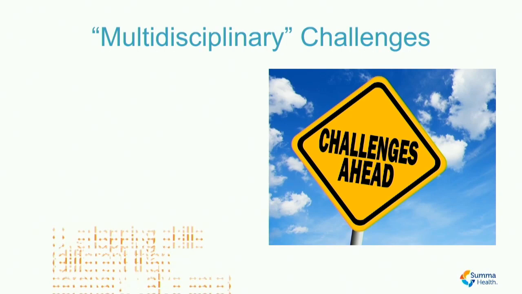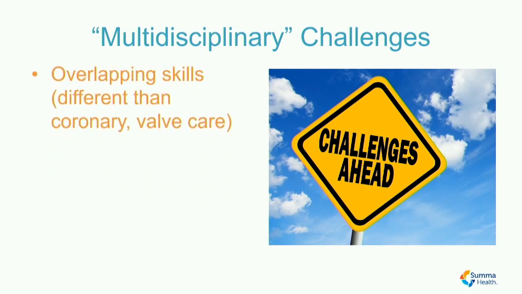So what are some of the challenges you encounter when you try to coordinate all these different specialties? So you have overlapping skills. This is something that's different than the coronary team, the heart team, and the valve team we discussed. In vascular disease, you often have a vascular surgeon that does endovascular care, and then an interventional cardiologist does endovascular care. Overlapping skills. You don't see that as much in the other teams.